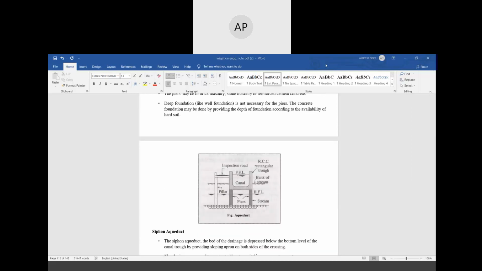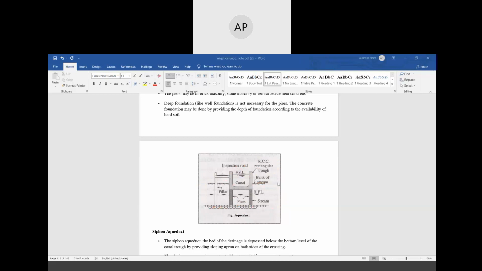So this is a figure of an aqueduct. This is the canal. This is the full supply level. Here is the inspection road. This one is the pier. This one is a rectangular trough carrying the canal. Suppose this is the bank of the stream, and these are two piers. And here the stone pitching is given below the piers.